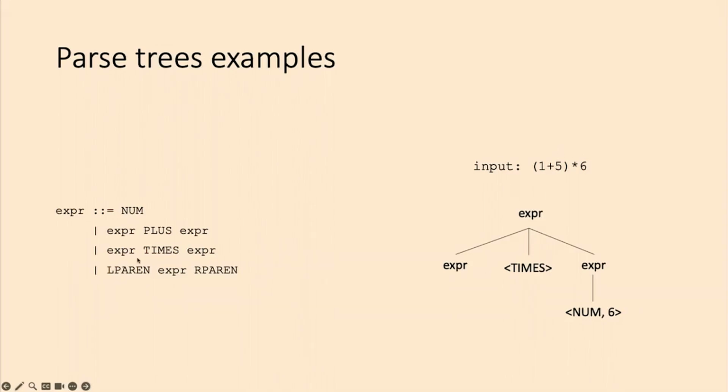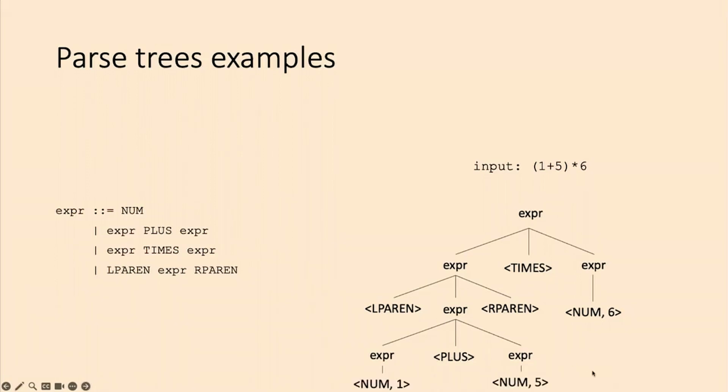But we need to match that with the parentheses. We need the parentheses to get matched. So that expression is going to be left parenthesis, expression, right parenthesis. This one goes down to an expression plus an expression, and then you get 1 and 5 there. So we've built this parse tree. These parse trees are getting a little bit more interesting, but we're able to handle stuff like this. Okay, does that make sense to people?